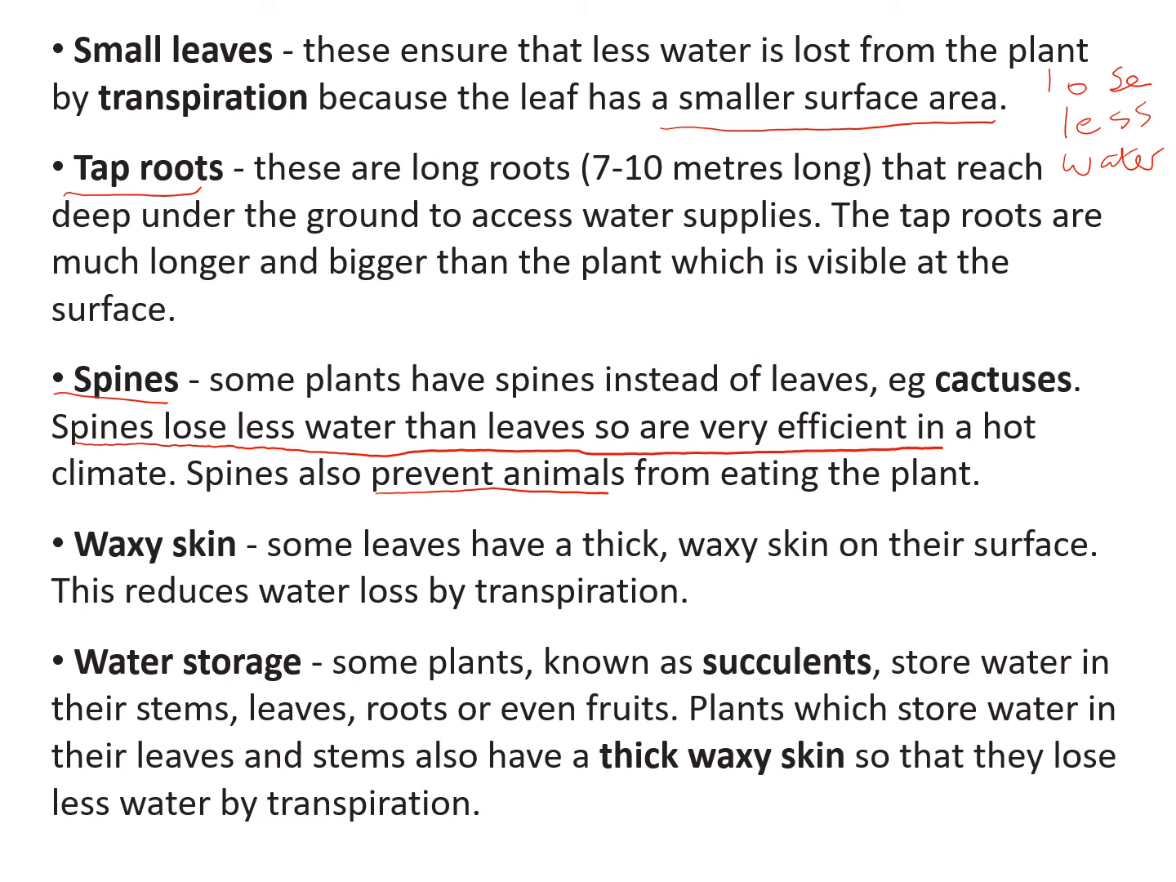The fourth thing is waxy skin. Some leaves in the desert are thick and waxy, and that means they don't lose very much water. Also, water storage. Some plants, known as succulents, store water in their stems, leaves and roots. It makes the plants look quite sort of pudgy, but that's because they're full of water. Plants which store water in their leaves and stems also have a thick waxy skin, so they don't lose any water by transpiration. So quite a lot of information there. Perhaps you need to read through that. You can pause the video and just read through that yourselves. Okay, I'm going to move on.